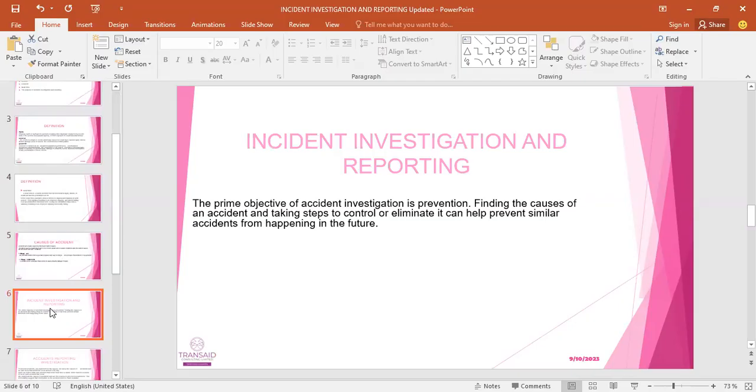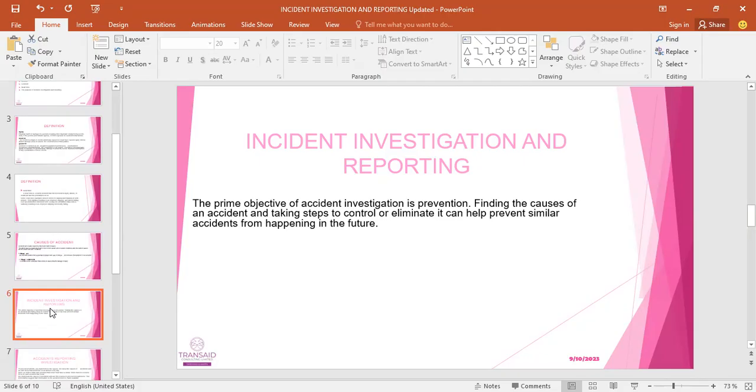The prime objective of accident investigation is prevention. Finding the causes of an accident and taking steps to control or eliminate it can help prevent similar accidents from happening in the future. It is important that all the stakeholders in a workplace know the purpose for accident investigation.